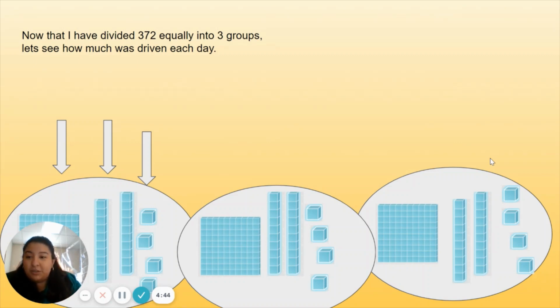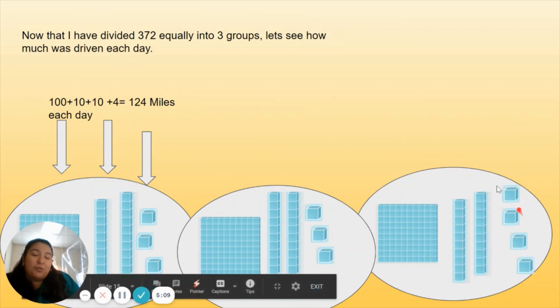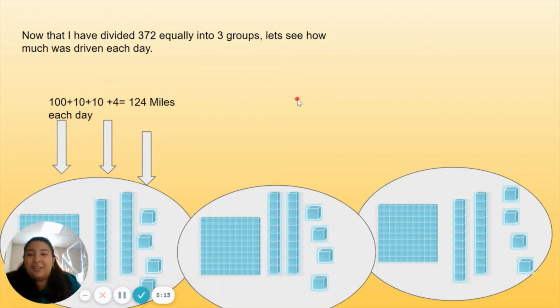I have 100 or 1 flat, 2 tens or 2 rods, and 4 units or 4 ones. So I have 100 plus 10 plus 10 plus 4. All that together equals 124. So Adrian drove 124 miles each day. Now, if I did 124 plus another 124, which is next to it, plus another 124, that should give me my total amount of 372 miles driven in those 3 days.